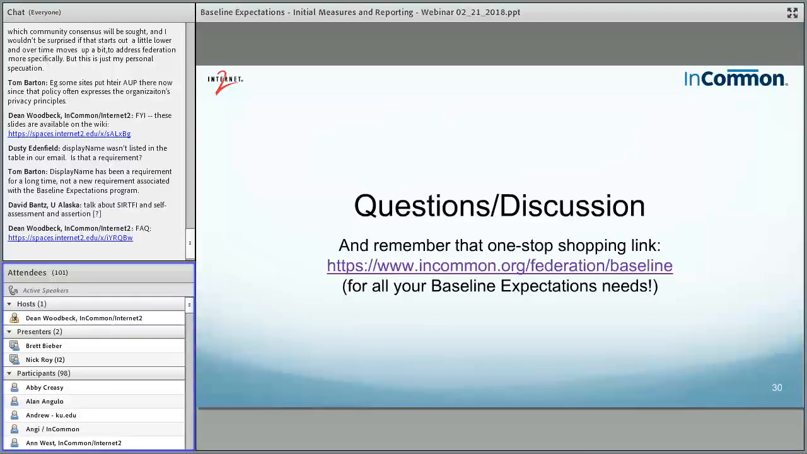But our goal would be, if we identify an entity that is having trouble meeting some of these baseline expectations, we're going to be reaching out directly to them and trying to contact them as best as we can to make sure that they have the resources they need to meet the community's baseline expectations.